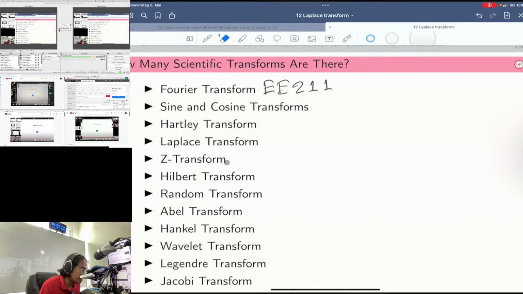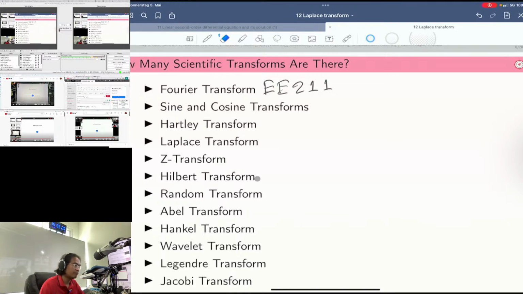In electrical engineering, we also have the Z transform, or sometimes we call it the C transform. All right, the C transform or Z transform will be the next one. But you don't have enough time to study all of this. I just point out the transforms that exist in the scientific literature.